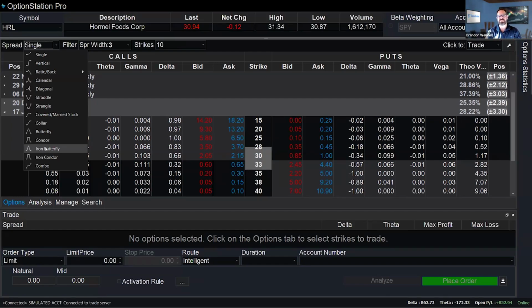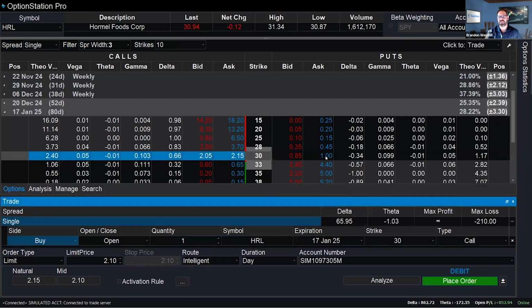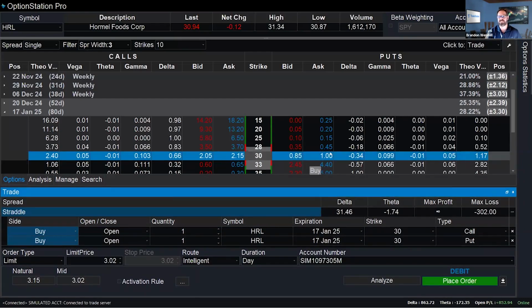You could do it all at once like this by clicking. I prefer to build it leg by leg to kind of pick exactly what I want. So we're in between strikes. We got 30 and 33. I'll do the 30s. I hold down the control key and click on the ask price for the call and the put. Starts to build it.